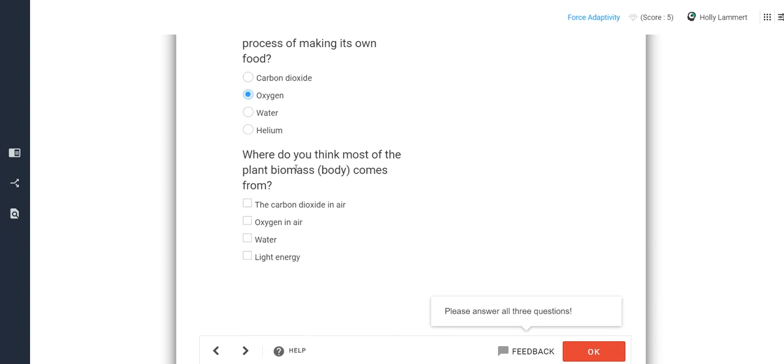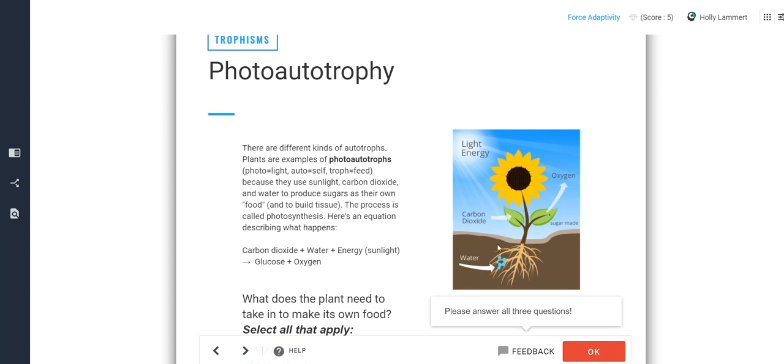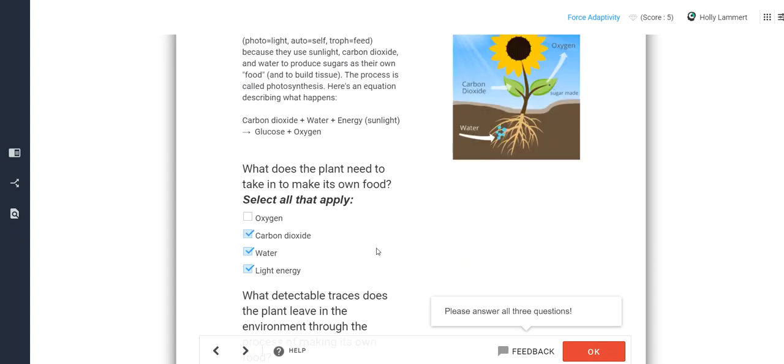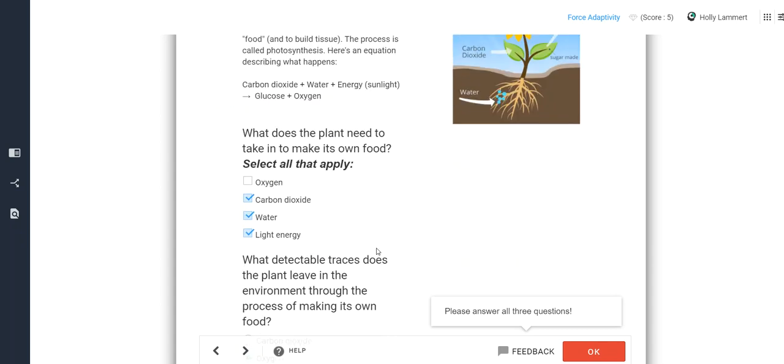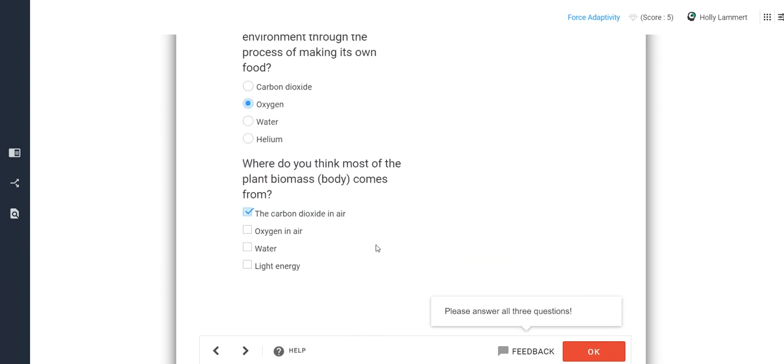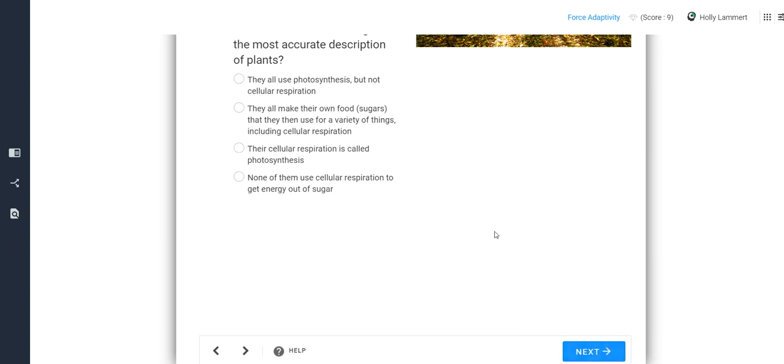Where do you think most of the plant biomass comes from? It's an interesting question. Some people used to think it came from the soil until they did this experiment where they figured out that as a plant grows, the soil mass doesn't change. Instead, that mass comes from carbon dioxide in the air. All right.